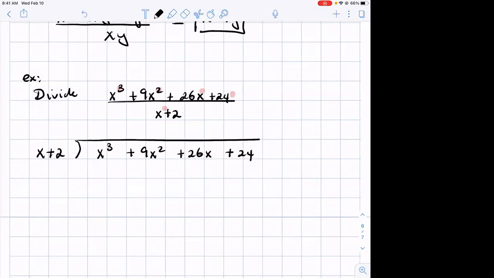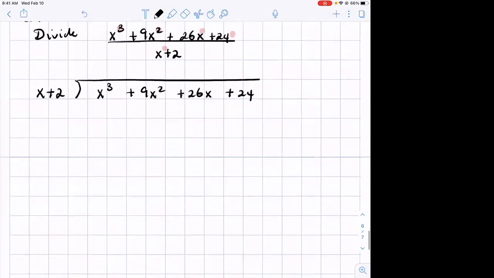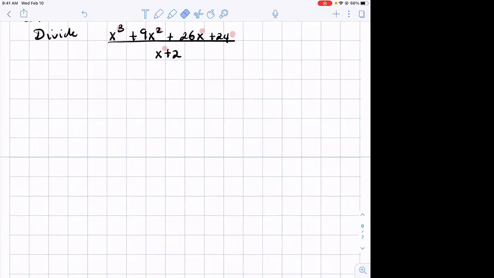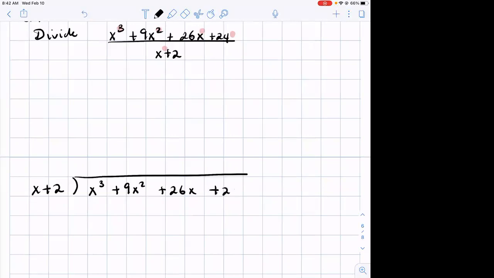So we do some scrap work. Actually, let's write this on a new page. X plus 2, we have x cubed plus 9x squared plus 26x plus 24. And then we have our scrap. First term on the inside is x cubed, first term on the outside is x, so that leaves me with x squared. So I write it above the x squared terms.